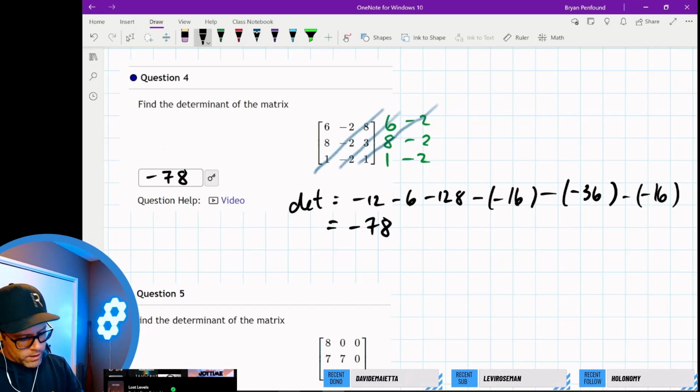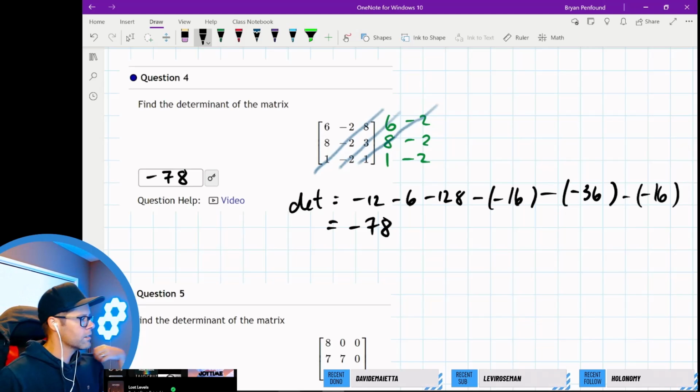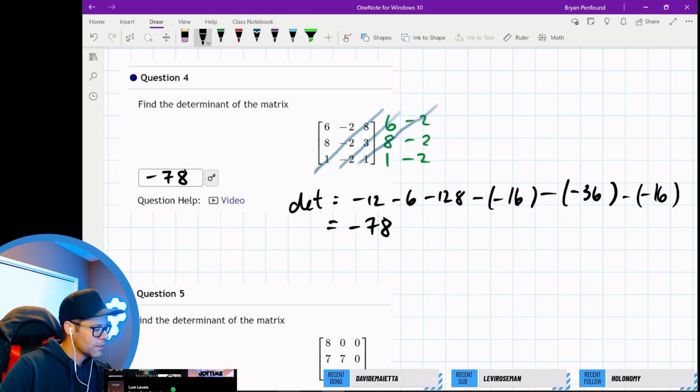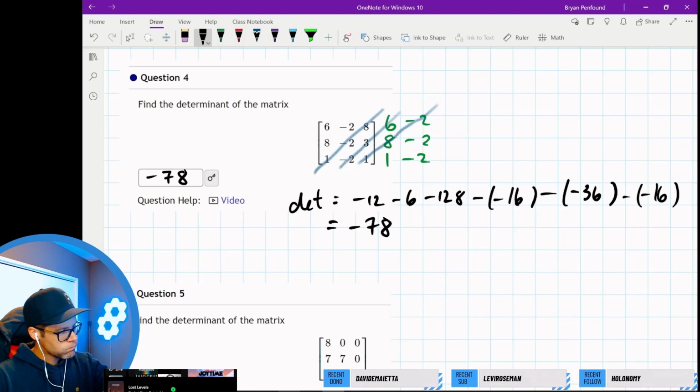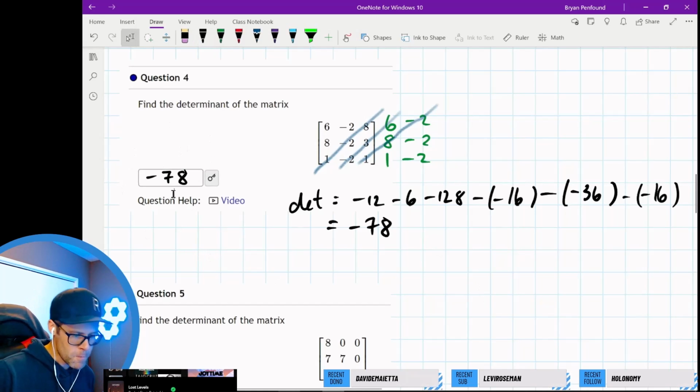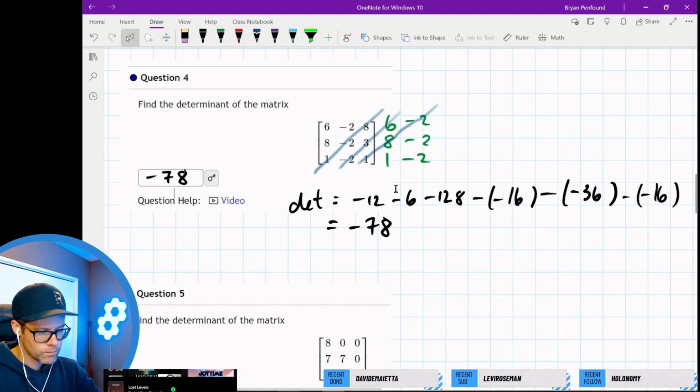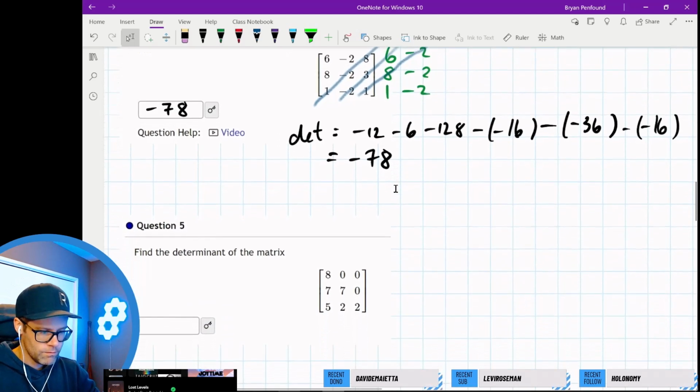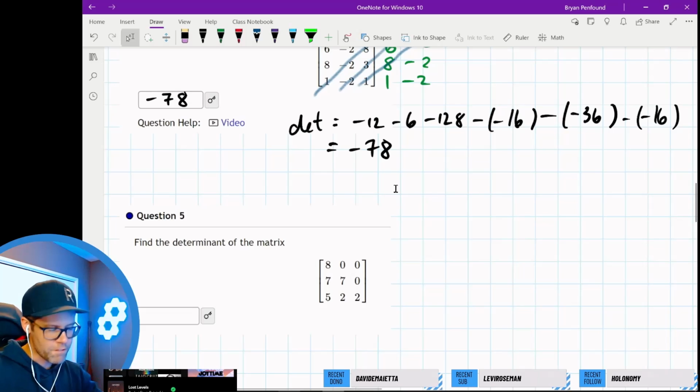All right, pop quiz. Determinant is -78. Does this matrix have an inverse or not? So what do we think? Throw it up in the chat if you think you know. Does it have an inverse or not? And if you have no idea what's happening, you have a 50-50 chance.